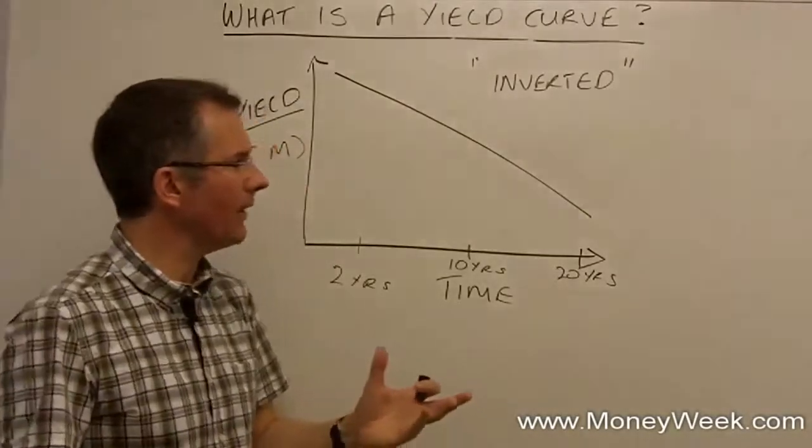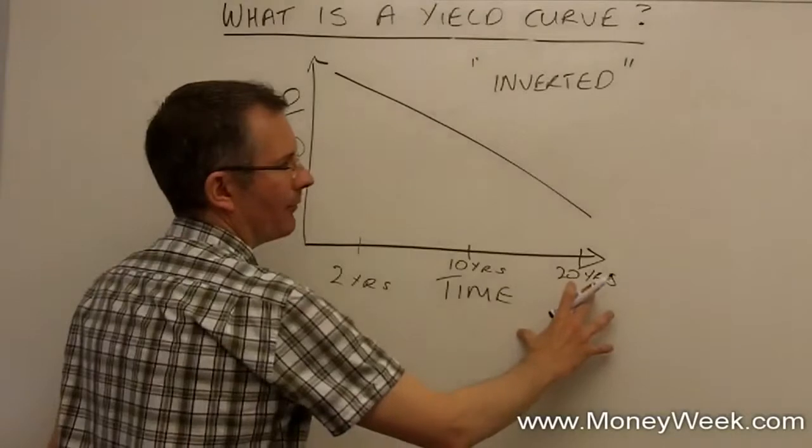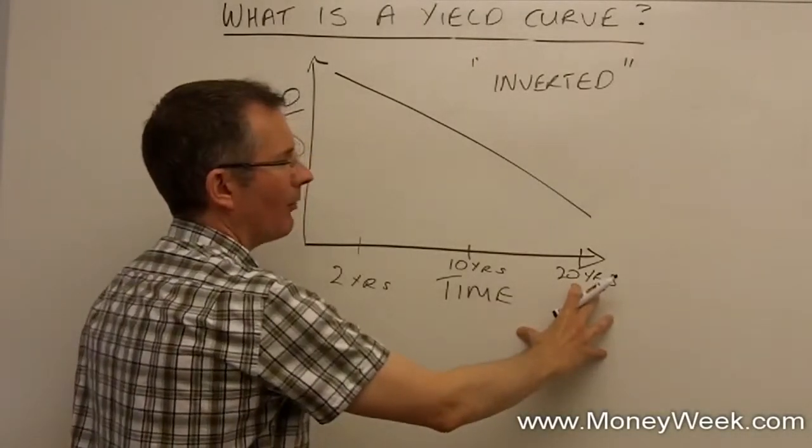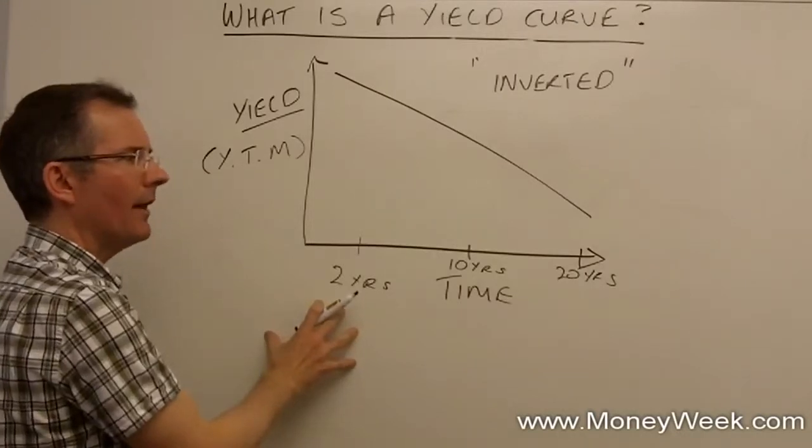So you're actually saying that what's happening is, for locking my money up with, say, the government for 20 years, I'm being offered a lower yield than just for 2. What's going on there?